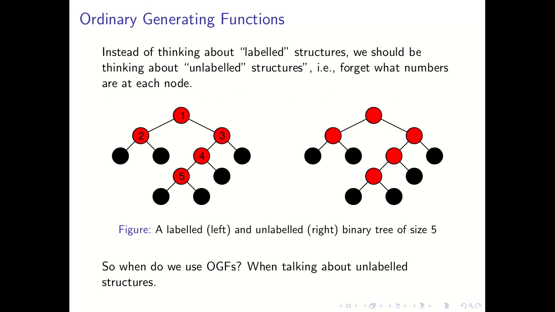Before I move on, what I do want to say is that these sorts of unlabeled structures, although they're in some sense simpler and there's less of them, they're usually a lot harder to count. It's pretty easy, for example, to prove that there are n to the n minus 2 labeled trees on n labels. Whereas I don't actually know of a simple formula for unlabeled trees of size n, at least not off the top of my head.